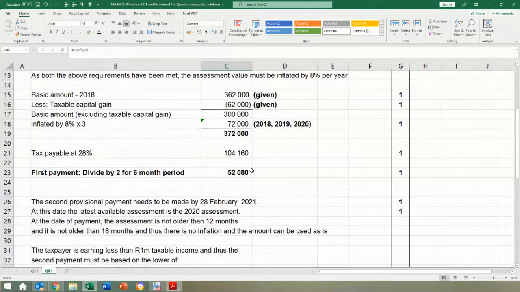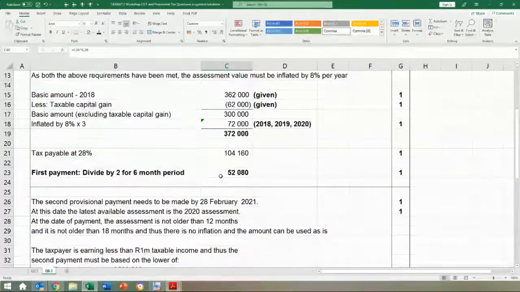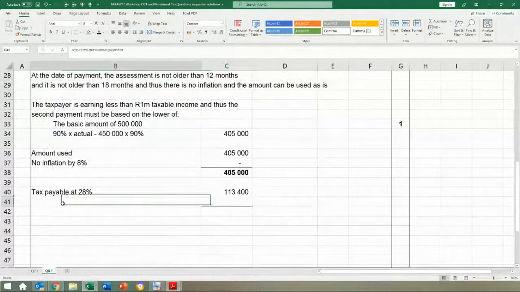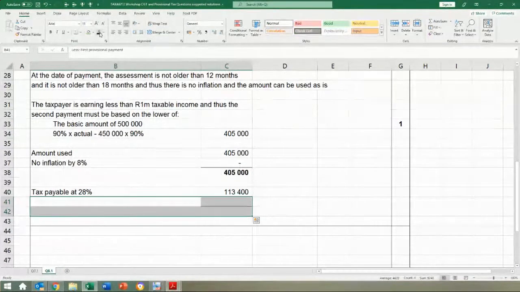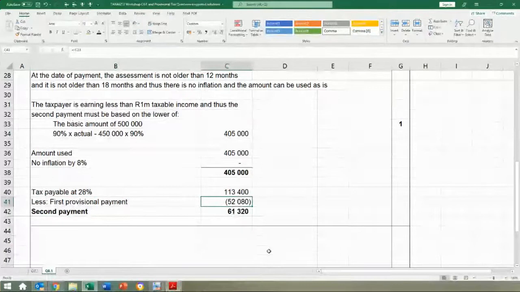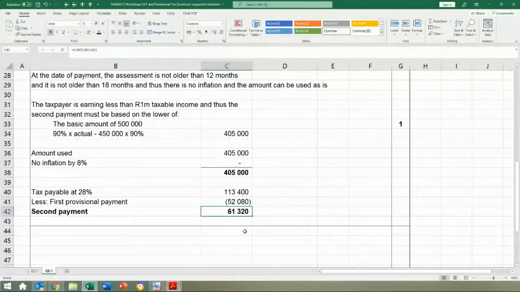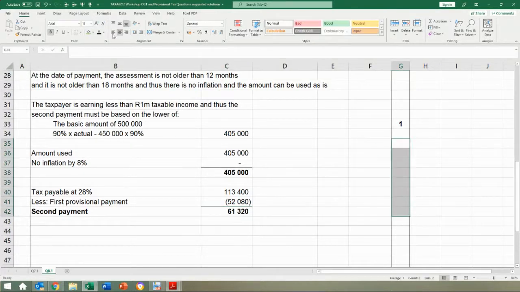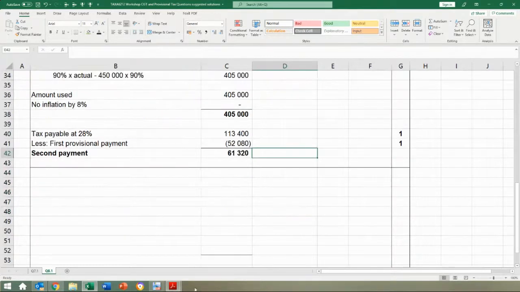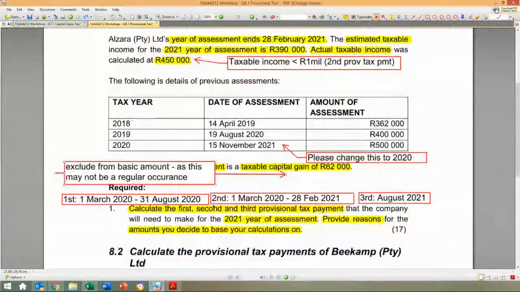Then I remove whatever I've paid in the first payment to work out what is still due for the second one. So we deduct the 52,000, so a second payment of 61,320 would still need to be made. Okay, for the second payment. Then the third payment would now be based on our actuals.